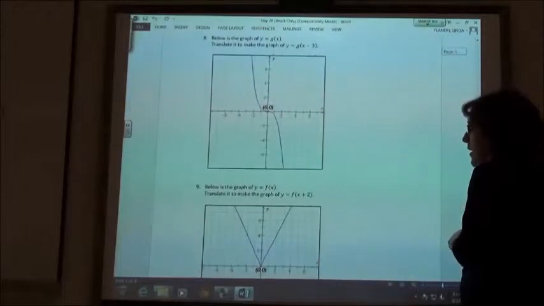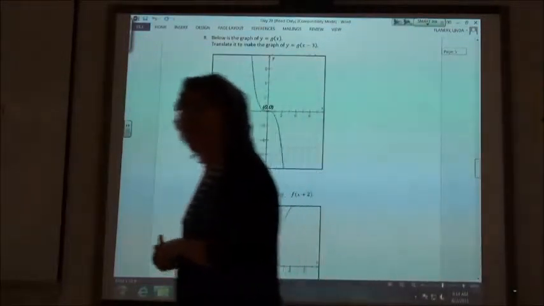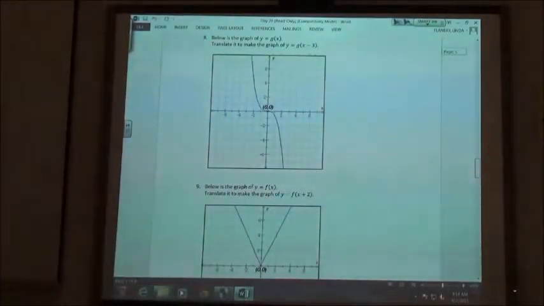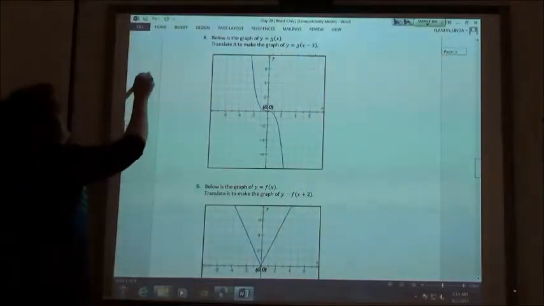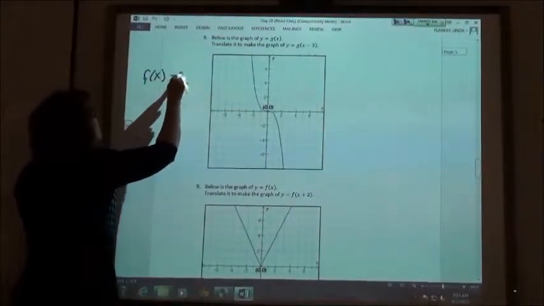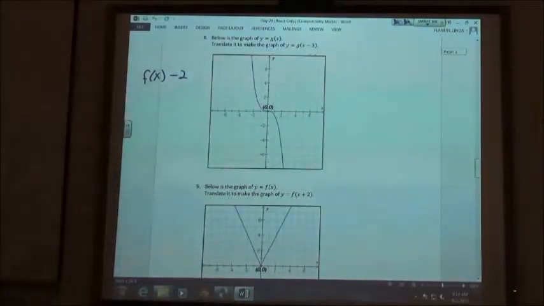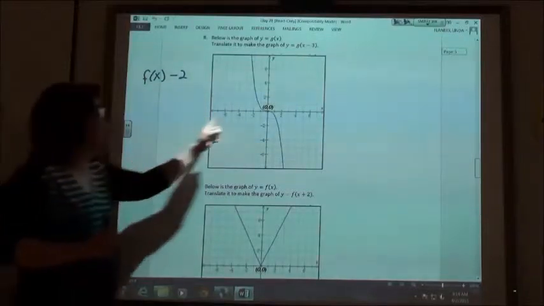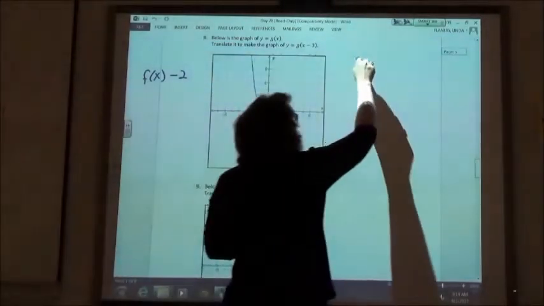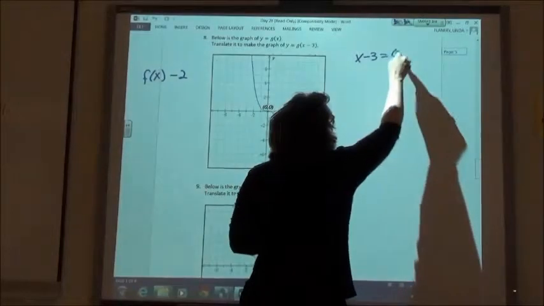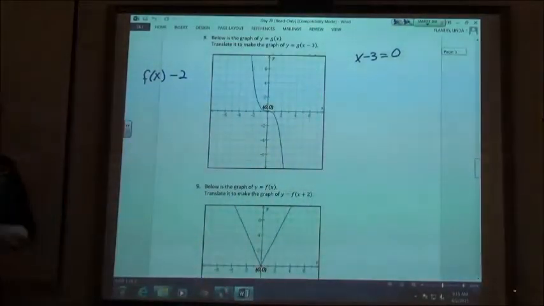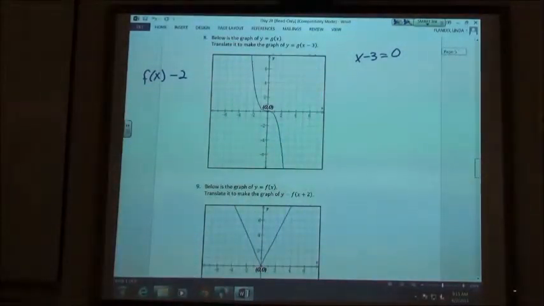Now, notice the difference between 8 and 7. On 7, you had f of x minus 2, and the minus 2 was hanging out on the end, right? Well, what happens now when it's in the parentheses instead of on the end? On the end moves it up or down. In the parentheses, we'll move it left or right because it's going to affect the x-axis. So what I have to do is take that and set it equal to 0. And then I have to solve that.